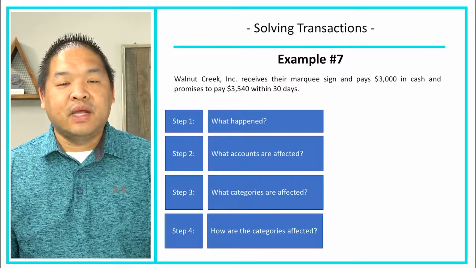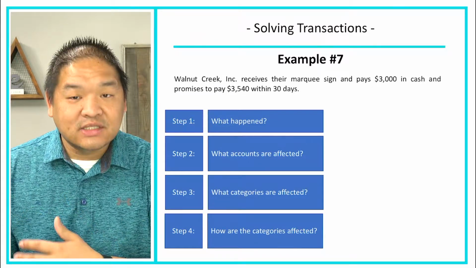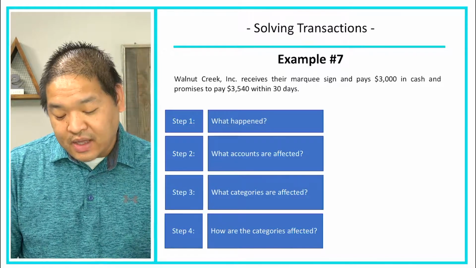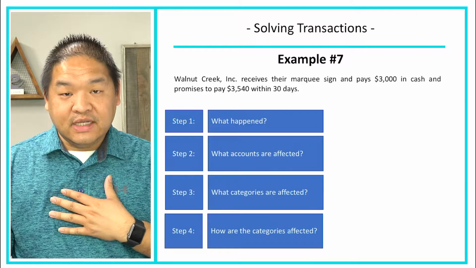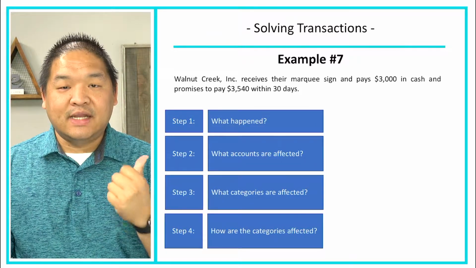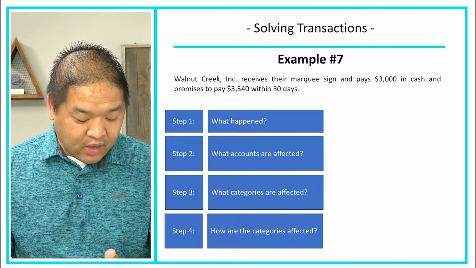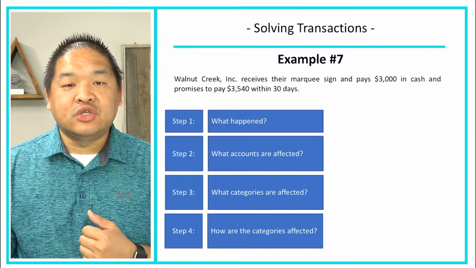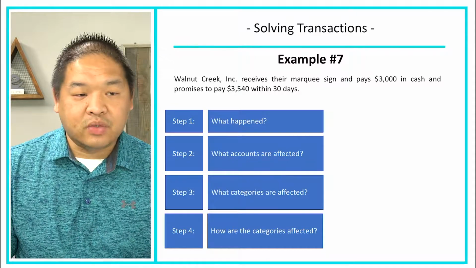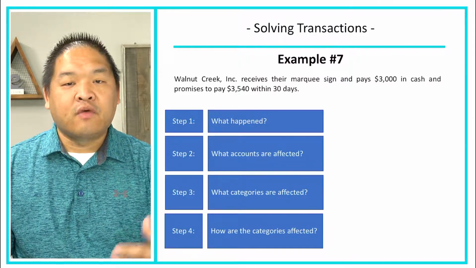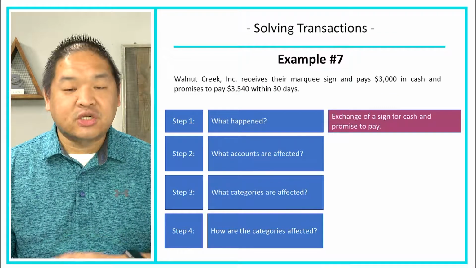Can a transaction have 3 elements? Absolutely, there can be 3 elements. There can be hundreds of elements. We're going to keep it simple here. So we've got 3 elements here. So what happened? Well, Walnut Creek Inc. received a marquee sign and installation valued at $6,540, okay? And what did we give up? Well, we gave up cash and we gave up a promise to pay. So we exchanged cash and a promise to pay for this marquee sign. So that's kind of what happens, an exchange of a sign for cash and a promise to pay.